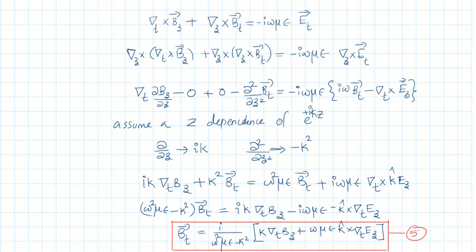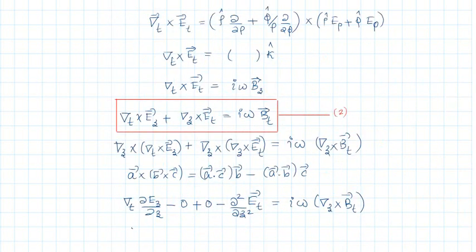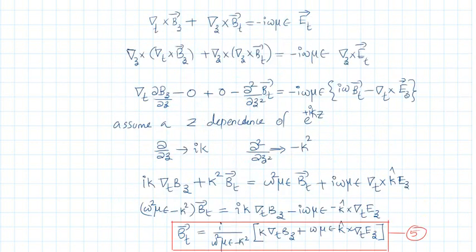Right hand side: minus i omega mu epsilon into del z cross Et. You can substitute del z cross Et from equation number 2. This is the value. Again, assume a z dependence of the form e raised to ikz. Simply replace ∂/∂z with ik, and ∂²/∂z² with minus k squared. So that equation will be like this. Then combine the terms containing Bt and rearranging, you will get Bt equal to i divided by omega squared mu epsilon minus k squared into k del t Bz plus omega mu epsilon k cap cross del t Ez.